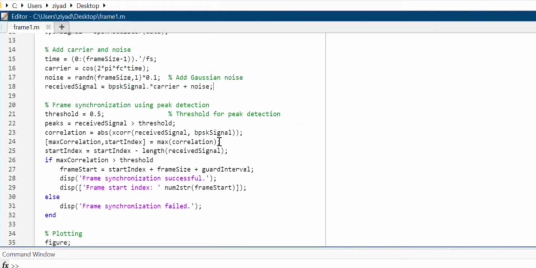To synchronize the frames, we perform peak detection by correlating the received signal with the original BPSK signal. The highest peak in the correlation indicates the frame boundary. If this peak exceeds our threshold, we say synchronization is successful.